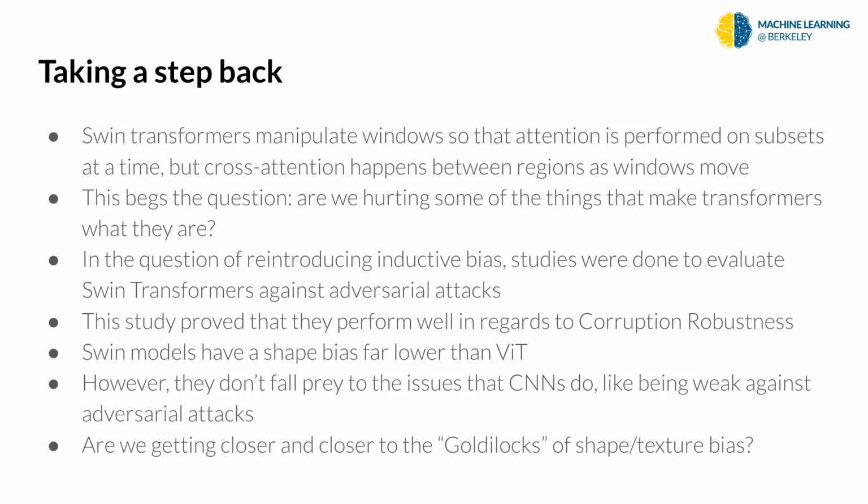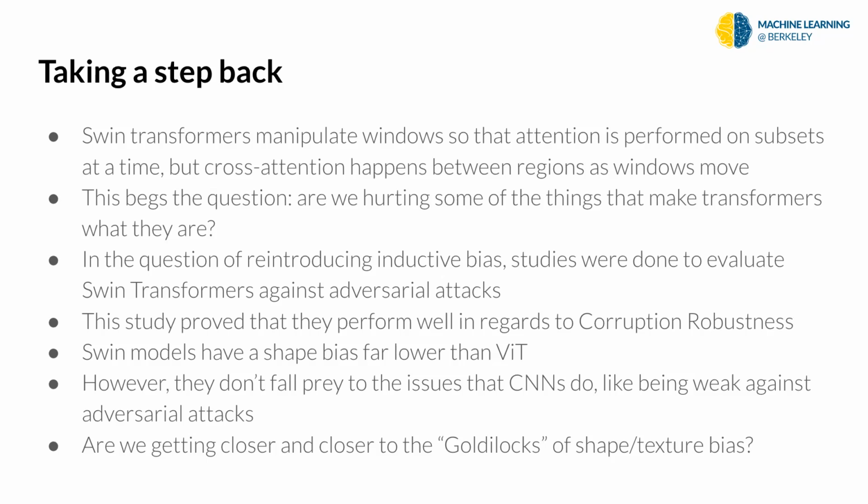But that begs the question, are we hurting some of the things that make transformers what they are? In the question of reintroducing inductive bias, studies were done to evaluate Swin transformers against adversarial attacks. Do these do worse than ViTs? Do they do worse than CNNs? The study proved that they perform well in regards to corruption robustness, and that Swin models have a shape bias far lower than ViT, right? So we've kind of gone a little bit backwards. Vision transformers had a very high shape bias, just like humans, but Swin transformers have a lower shape bias. And because of that, they are more generalizable, but potentially we're sacrificing what makes a transformer a transformer. So this is a little bit of a trade-off.